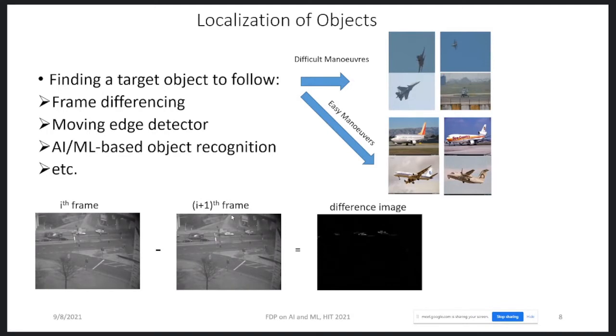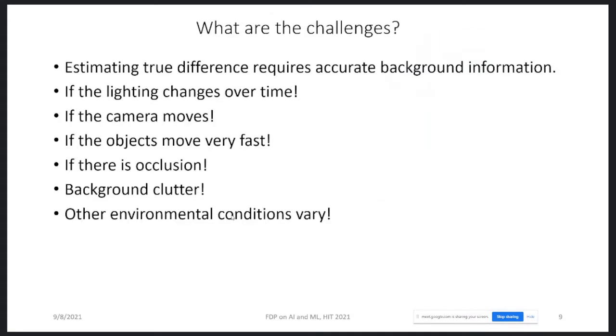This is a very simplistic approach, which may not always give good results, because the frame difference itself, these images are also noisy. Often the difference may not lead to good visual observations in the difference image. So that's why it may be difficult. So there are challenges. Estimating the true difference requires accurate background information, which may not be available to you. If the lighting changes over time, what to do? If the camera moves, like I was talking about, if the objects move very fast, if there is occlusion, background clutter, and also other environmental conditions which may vary from situation to situation, the problem can be highly challenging. Okay.